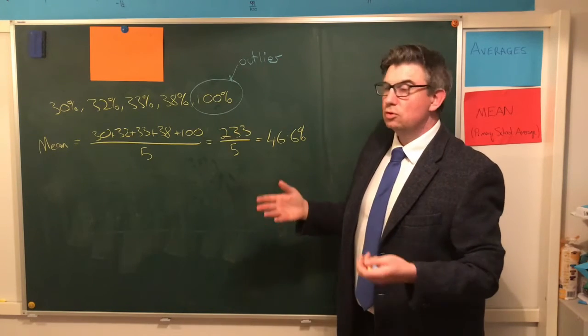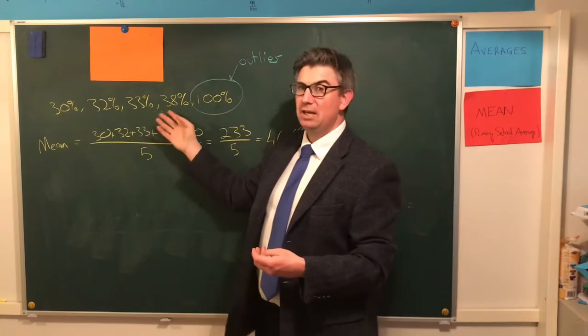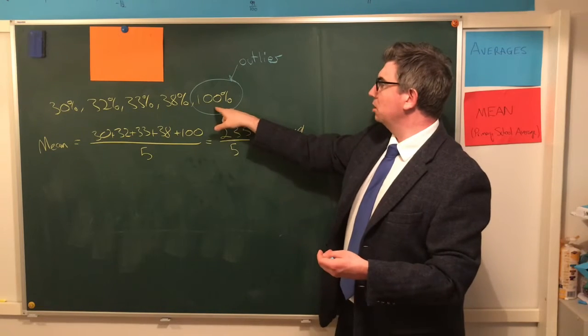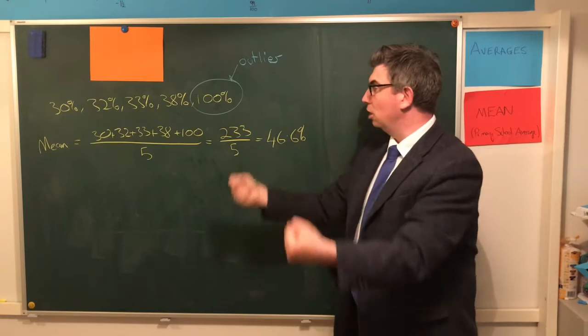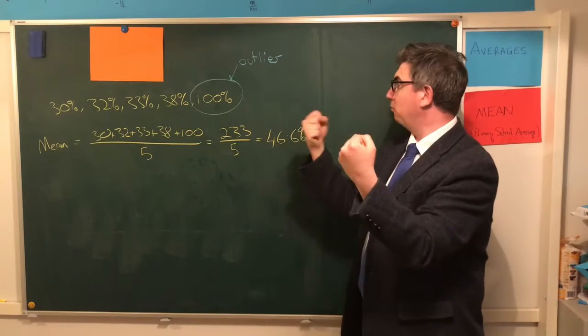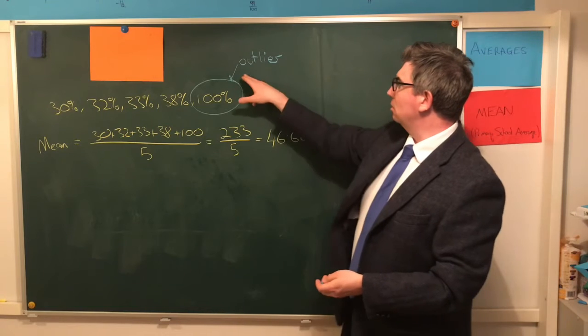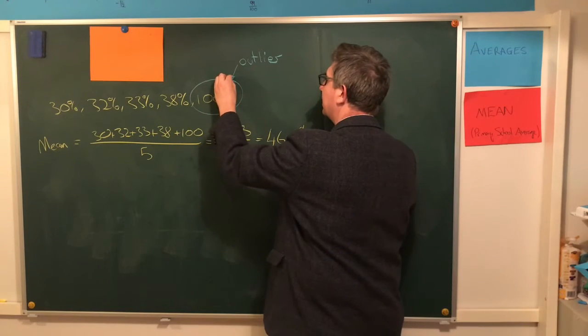So an average we wanted to communicate that the class are not doing really well at all. But because there was one guy who got 100%, well, he pulled the average, he pulled the mean up for everyone. And that's called an outlier. That guy there, he's an outlier.